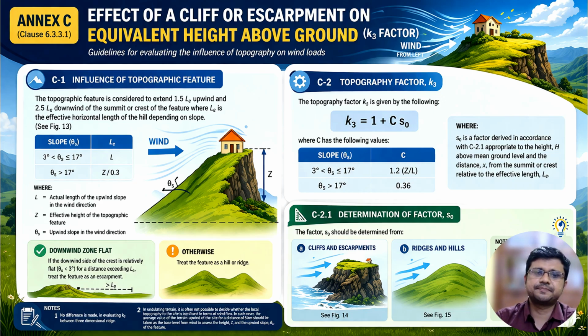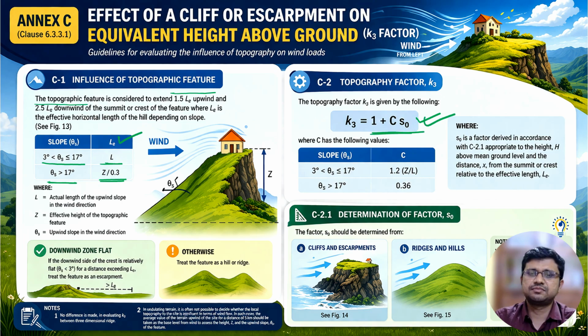So again, if I repeat, LE is the effective length of the topographic feature. If the ground slope is in between 3 to 17 degree, then LE will be equal to L. And if the ground slope is greater than 17 degree, at that time LE will be equal to Z by 0.3. Now the influence of the topographic feature will be 1.5 LE in the upwind direction and 2.5 LE in the downwind direction. And the equation of K3 is 1 plus C into S0.